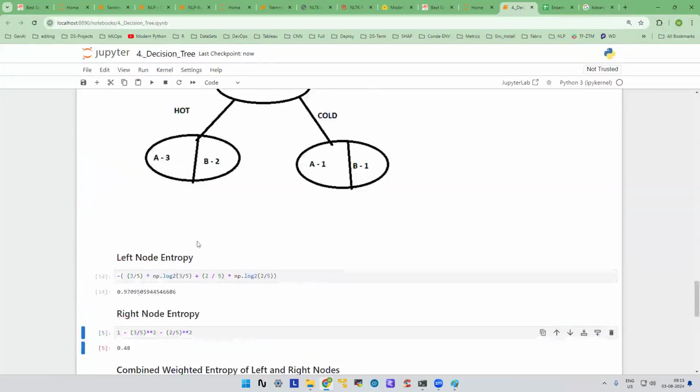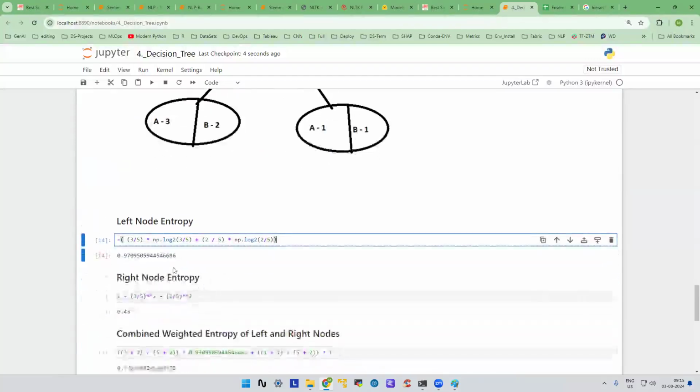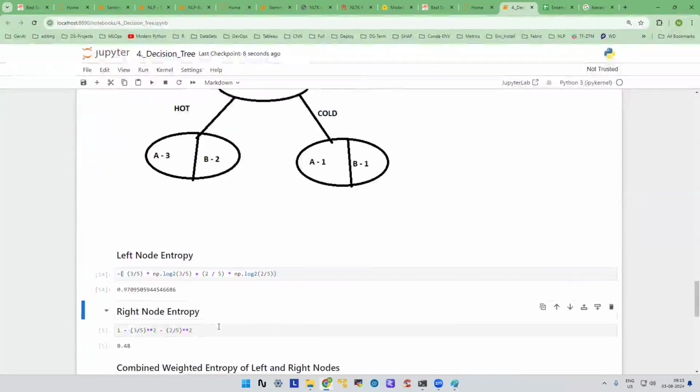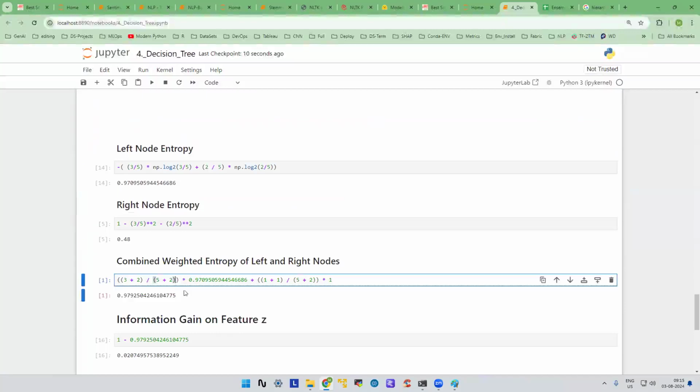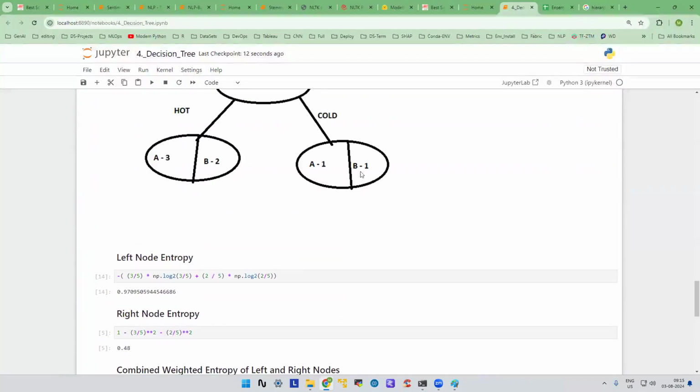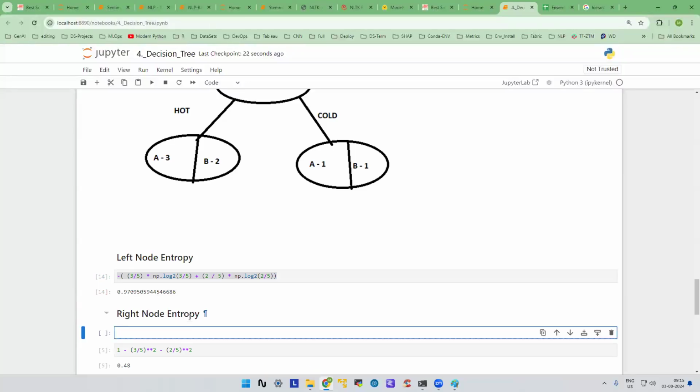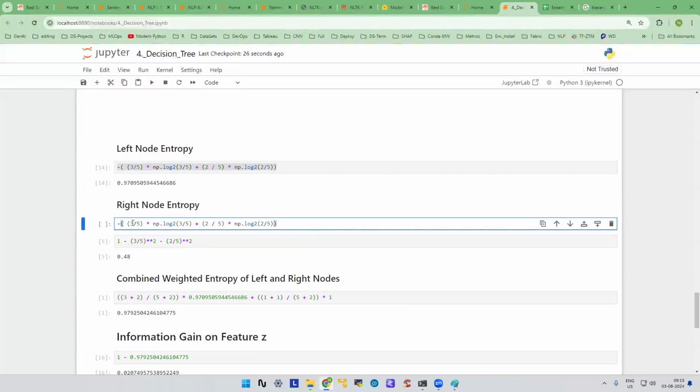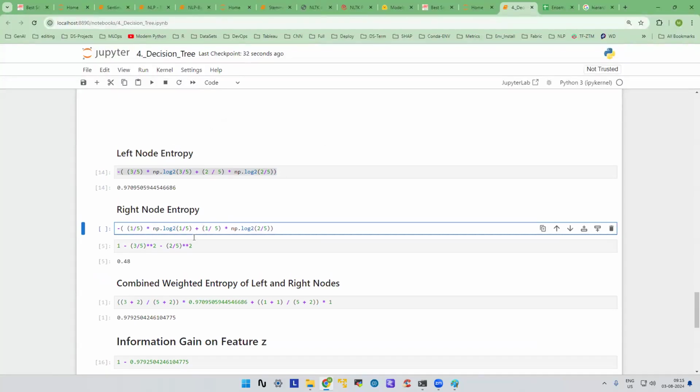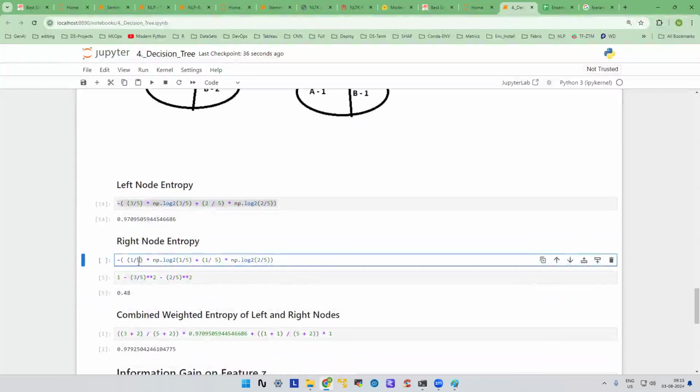The same way, 3 by 5 log of 3 by 5, 2 by 5 log of 2 by 5. That is for left node. Right node, this is 1 by 2, 1 by 2 log of 1 by 2, 1 by 2 again log of 1 by 2. I don't know how it got there. Again, it's not even 5, it's actually 2.